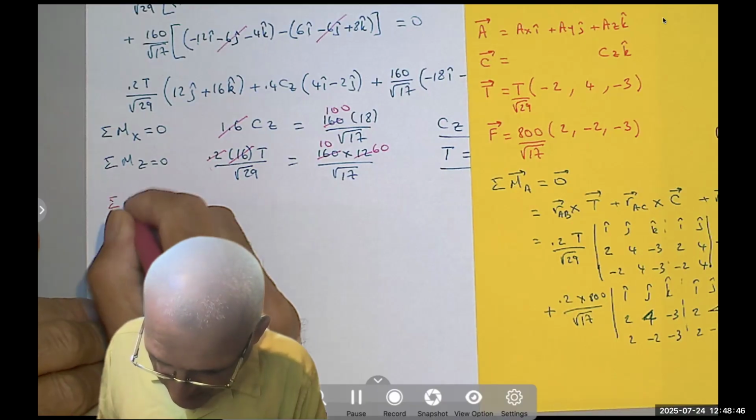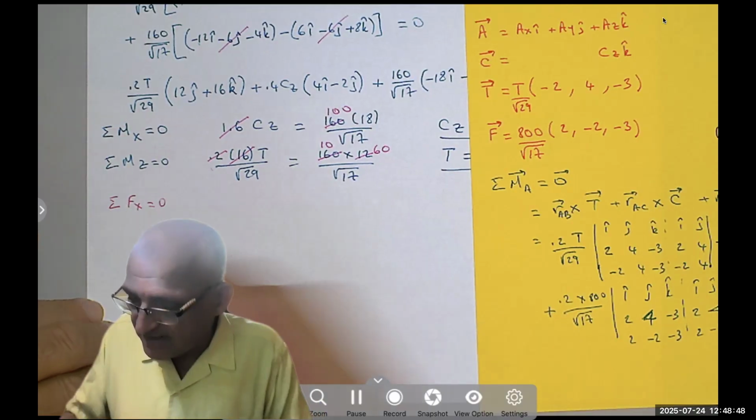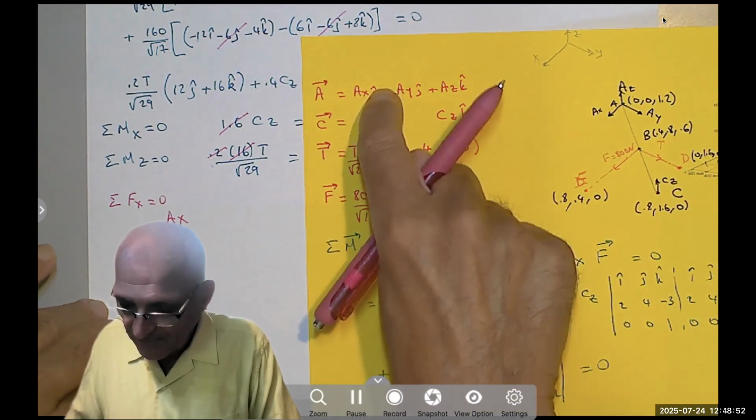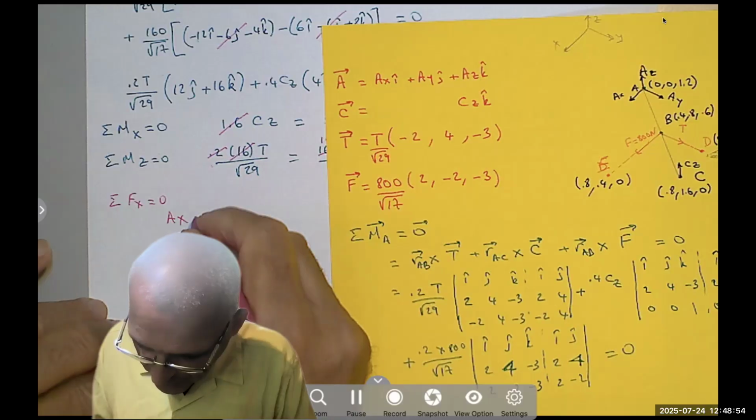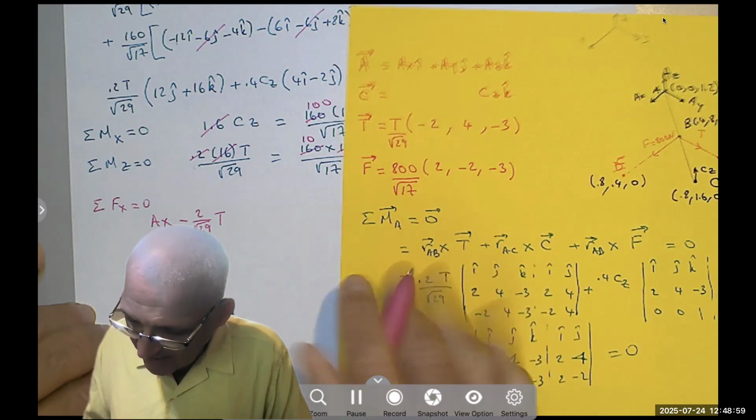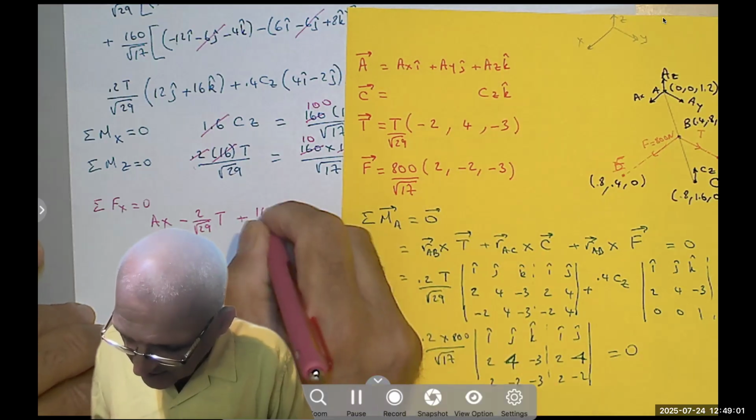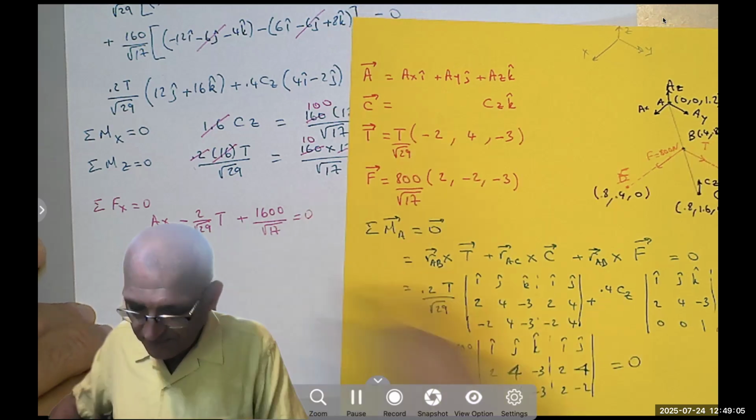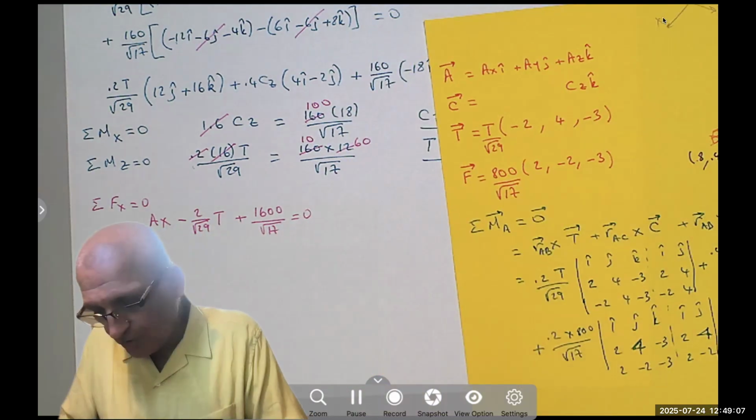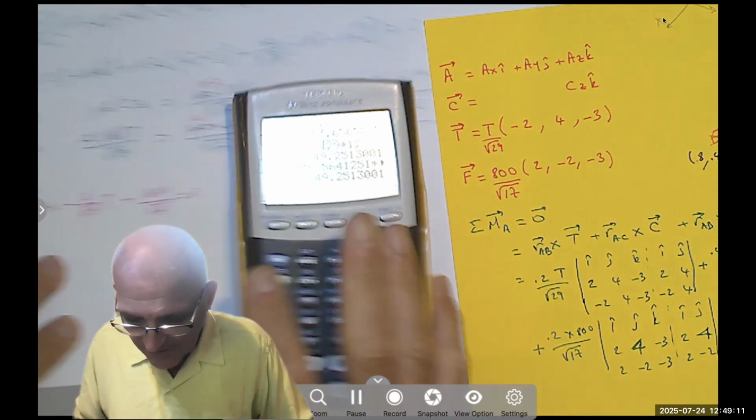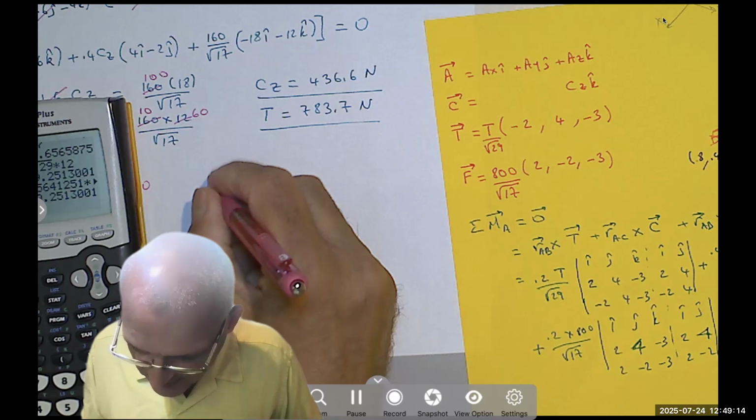Summation of the forces in the x equals 0. In the x, I have Ax, so I take everything that has an i. I have -2 over square root of 29 tension, and I have plus 1600 over root 17 equals 0. Notice when I move them, this would become negative and this would become positive. So let's do that and find A sub x.